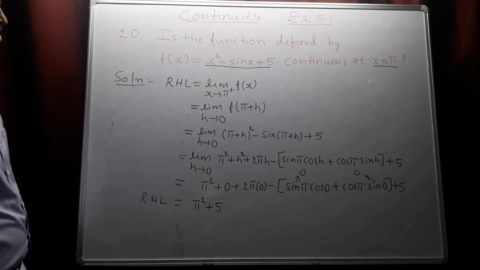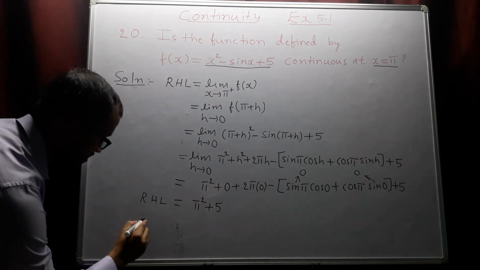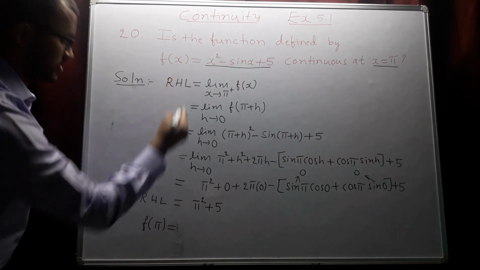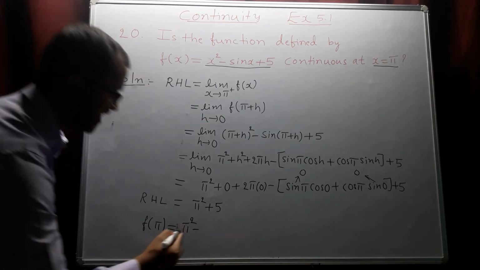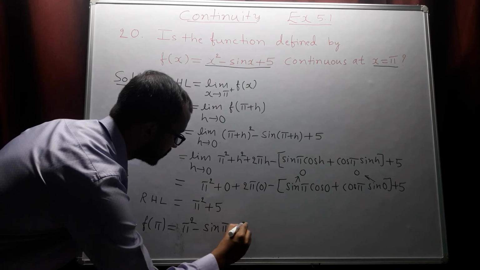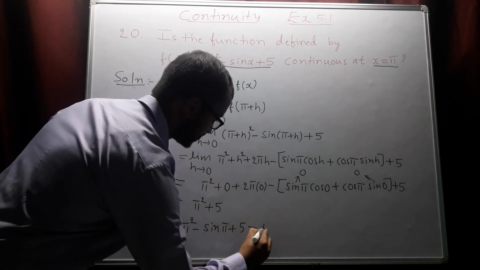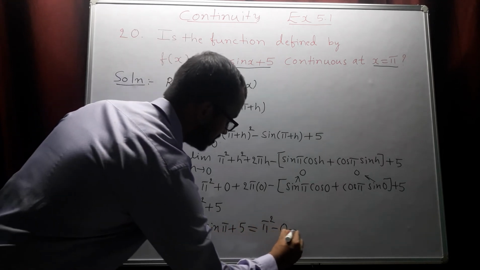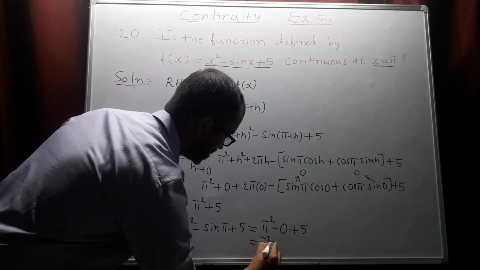Now let us find the value of f(x) at the point π. So f(π) is equal to, again, π² − sin π + 5. That is equal to π² minus 0 plus 5, which is equal to π² + 5.